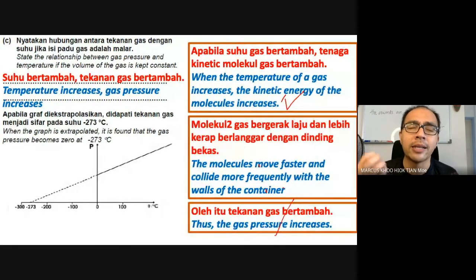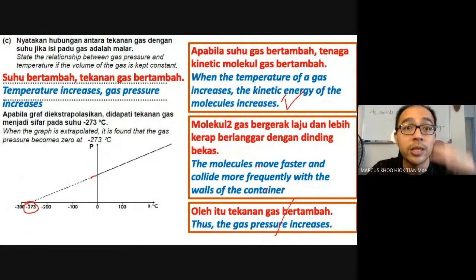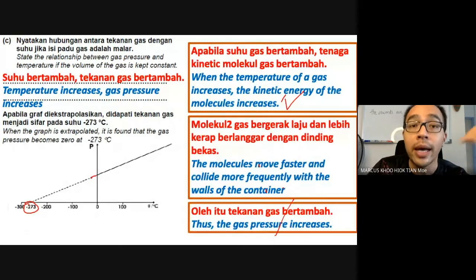Okay, collisions between the gas molecules and the wall of the cell. So when you were drawing the Charles' law graph, this is what you got. And the same thing I'm going to ask you to do today: I want you to extrapolate your graph. Theoretically, if you extrapolate, you are going to get the value of negative 273 degrees Celsius, which is the exact same value as the one that we discovered in Charles' law.